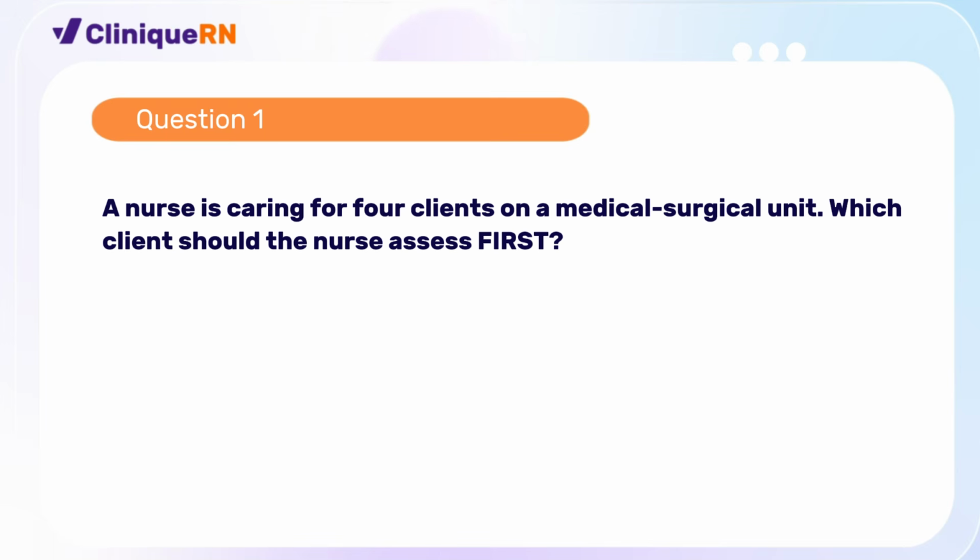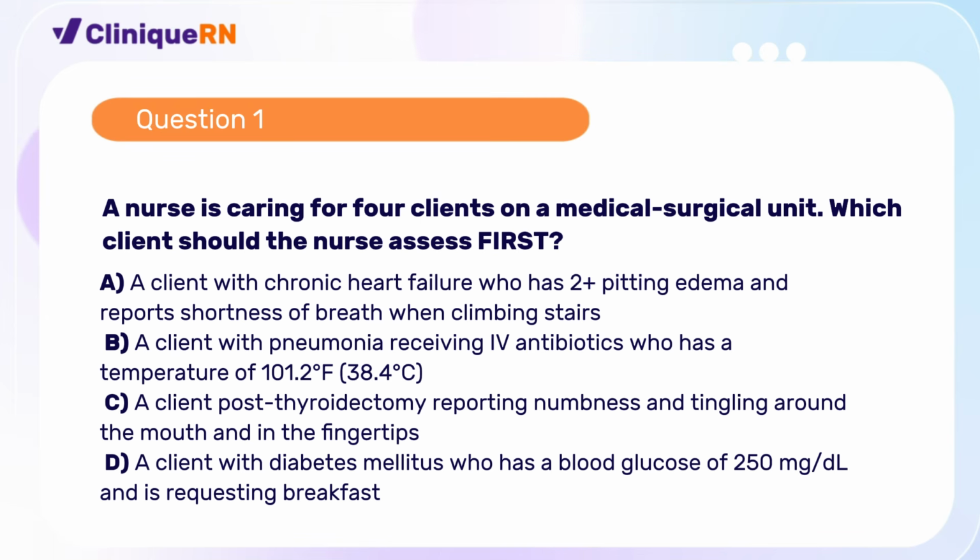Question 1. A nurse is caring for 4 clients on a medical surgical unit. Which client should the nurse assess first? A. A client with chronic heart failure who has 2+ pitting edema and reports shortness of breath when climbing stairs. B. A client with pneumonia receiving IV antibiotics who has a temperature of 101.2 degrees Fahrenheit, 38.4 degrees Celsius.